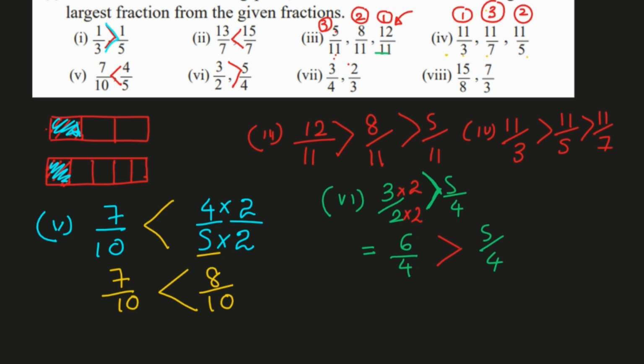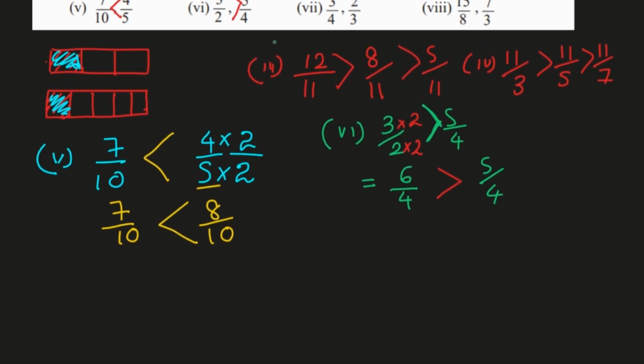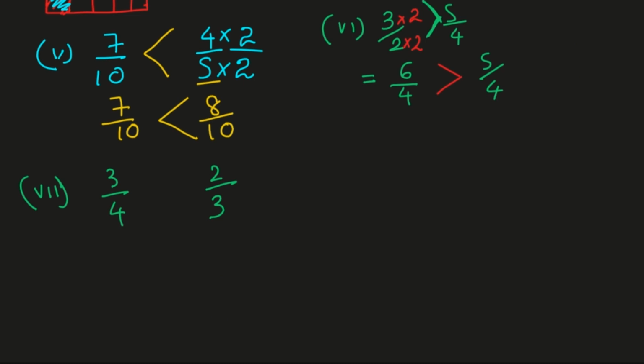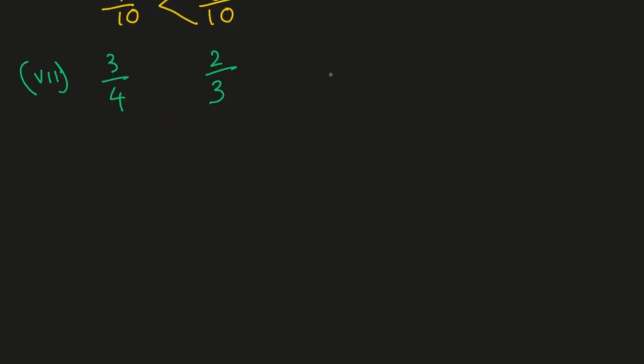Here it is 3 upon 4 and 2 upon 3. Let's write the answer. The seventh one, 3 upon 4 and 2 upon 3. The denominators and the numerators, both of them are different from each other. So in that case, you have to find the LCM because the denominators are different. If you find the LCM, you will get 12, right? I'm not going to find it here, to save some time.